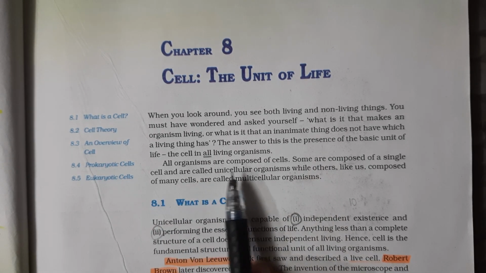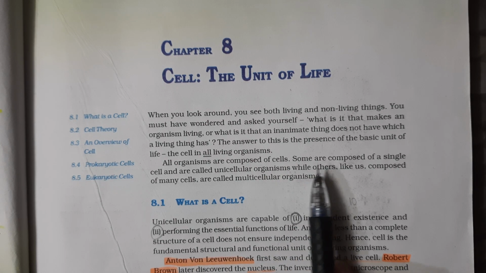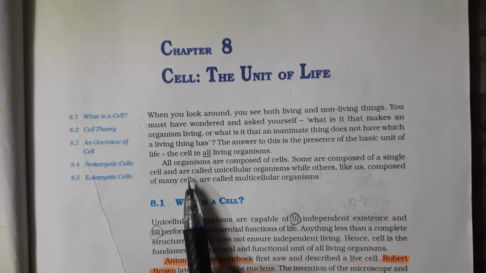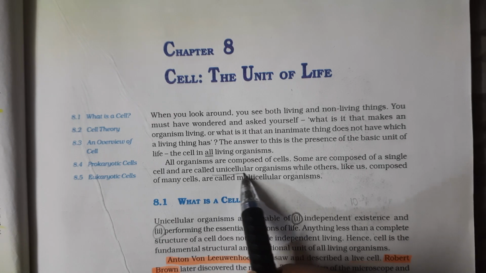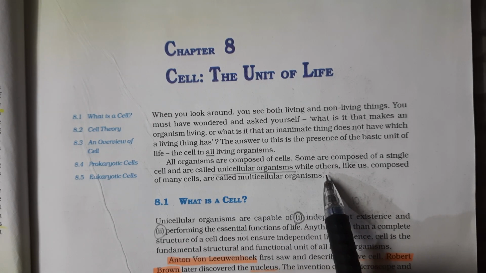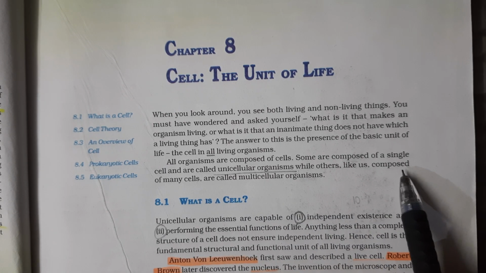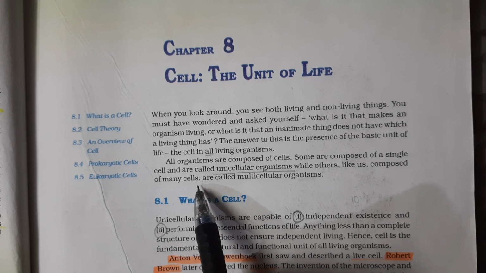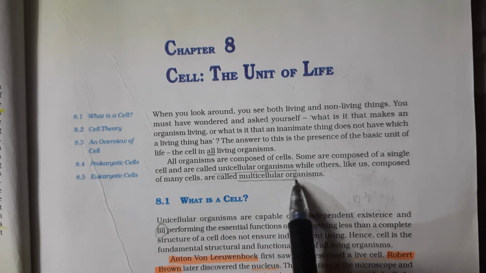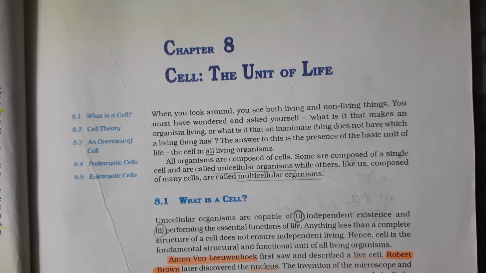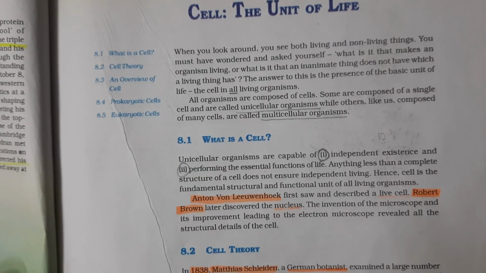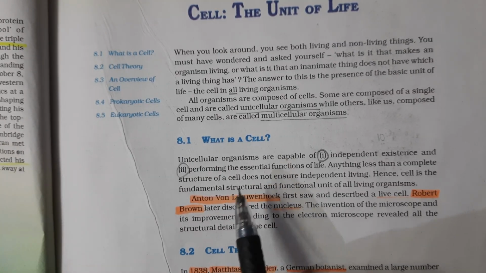All organisms are composed of cells. Some are composed of a single cell and are called unicellular organisms, while others, like we human beings, are composed of many cells and are known as multicellular organisms. So, now, what is a cell?